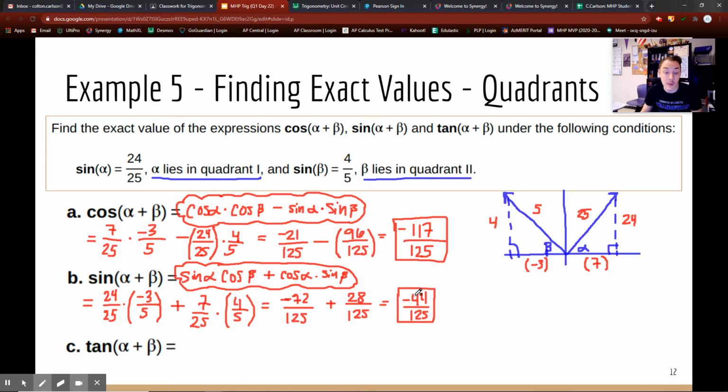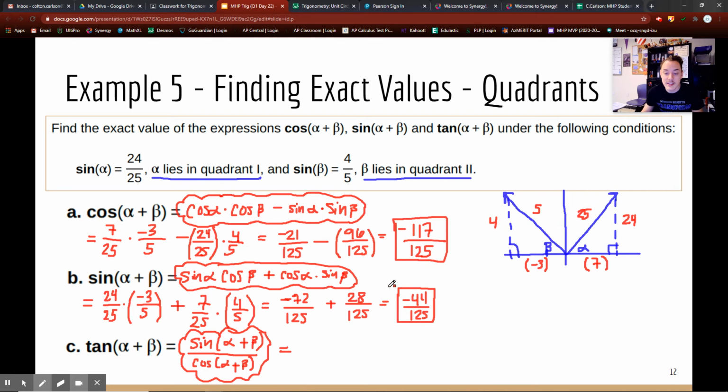Now notice, I don't care what alpha and beta are. That's the whole way through. I don't care what alpha and beta are, which is great. Now, tangent, remember, this is y all over x, sine all over cosine, and that's what I'm going to use for alpha plus beta. So sine of alpha plus beta, and then cosine of alpha plus beta. Okay? This is the formula I'm going to use. Now, I could use the other formula I showed you on the previous slide, but again, I'm not going to. It's actually more work because this is really easy.